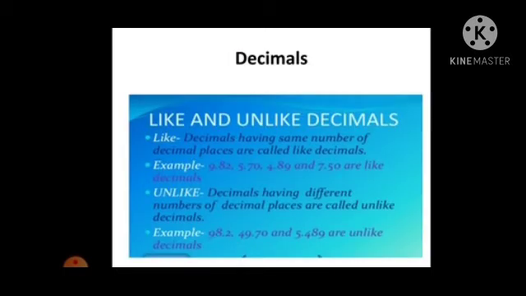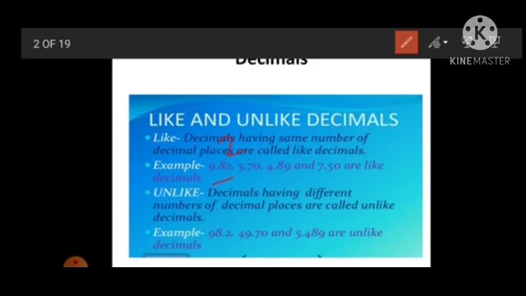Students, today we will learn like decimals and unlike decimals. Like decimals: decimals having the same number of decimal places are called like decimals. For example, 9.82, after the decimal point, how many decimal places? 2. 5.70, 2. 4.89, 2. And 7.50, 2. In all these decimal numbers, the decimal places are the same. So, these decimal numbers are like decimals.